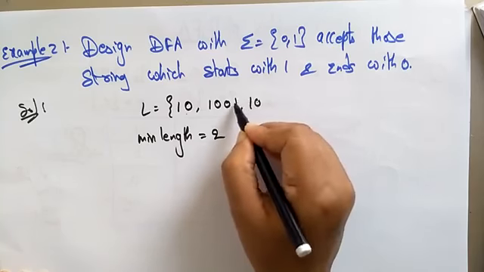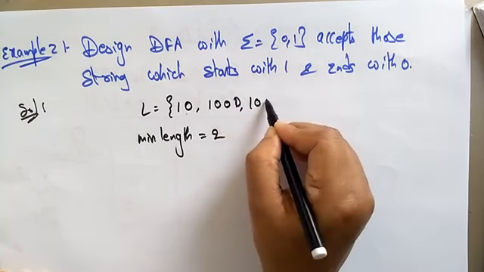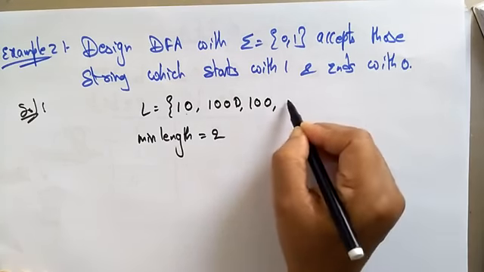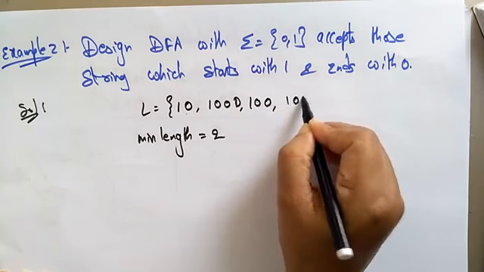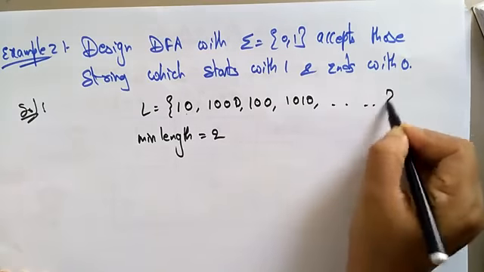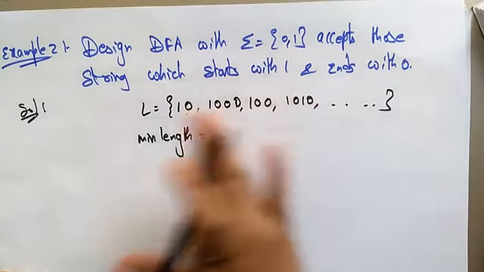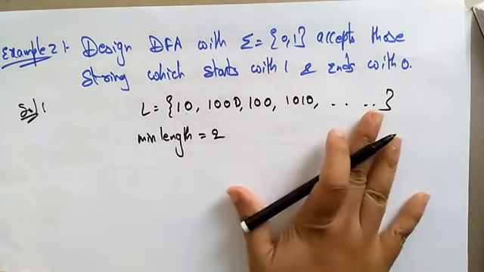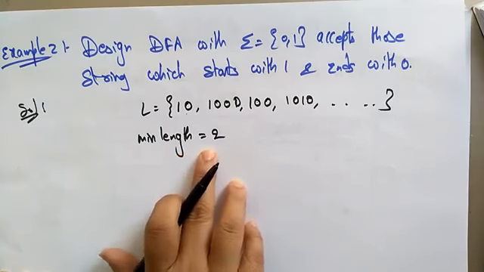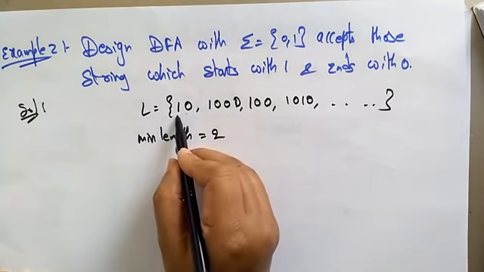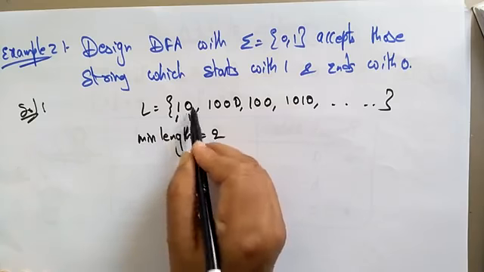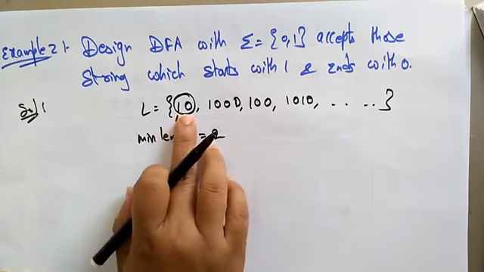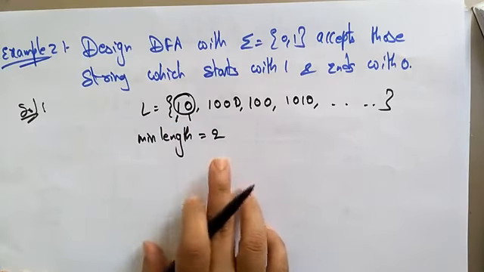Starts with 1 and ends with 0. Starts with 1 or ends with 0 means like this. So it should be anything. The maximum length of the string is not given, but the minimum length is 2 compulsory, because the string should start with 1 and end with 0. Means two characters, two symbols are there. So the minimum length of the string is 2.